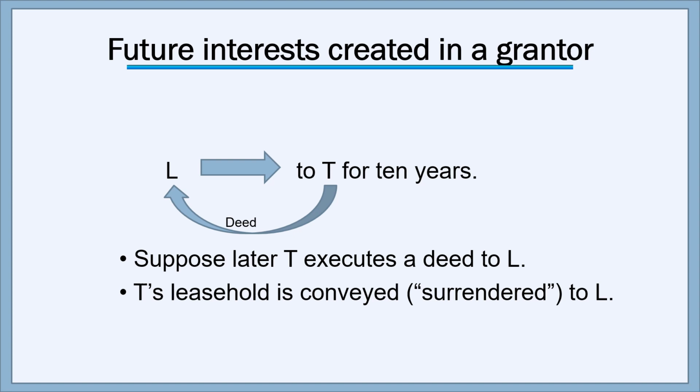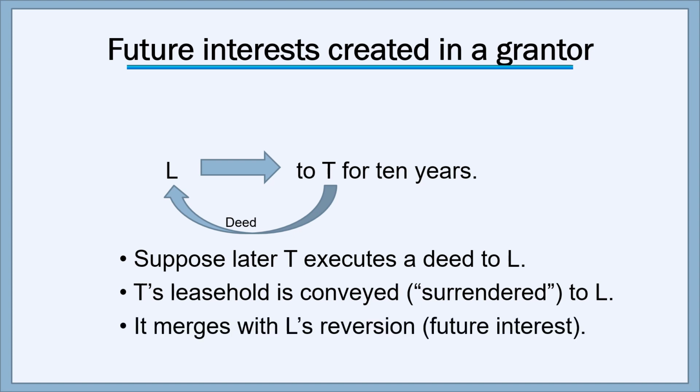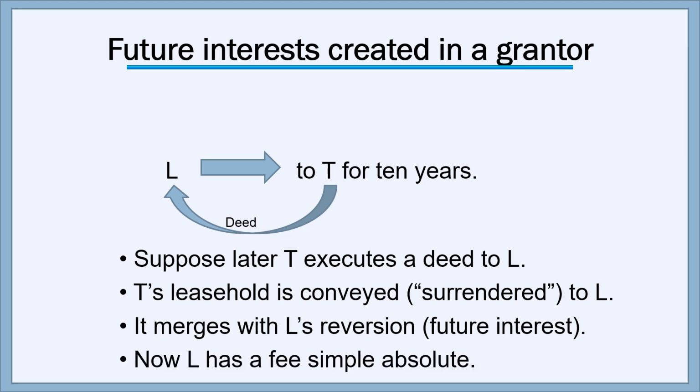Well, now the landlord has both of the outstanding interests in the land. The landlord has both the reversion that the landlord had before and also has the leasehold estate that the tenant previously had. So the leasehold estate merges with the landlord's reversion, and the result is that now the landlord, by virtue of that merger, has a fee simple absolute. Again, nothing mysterious or difficult about a merger. It happens anytime one person acquires all of the interests in the land.